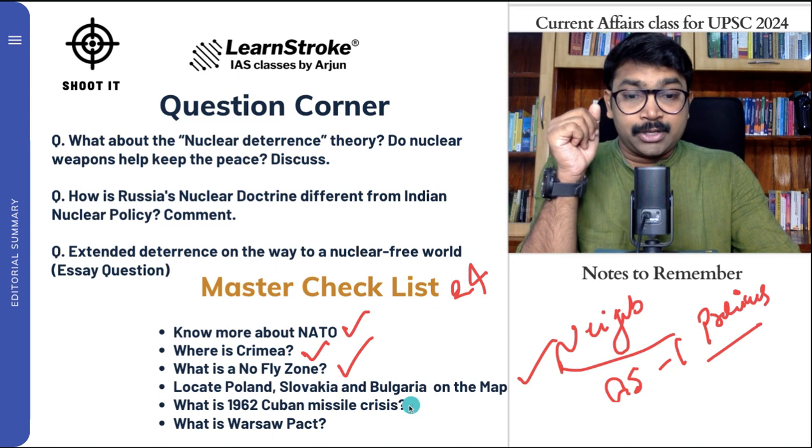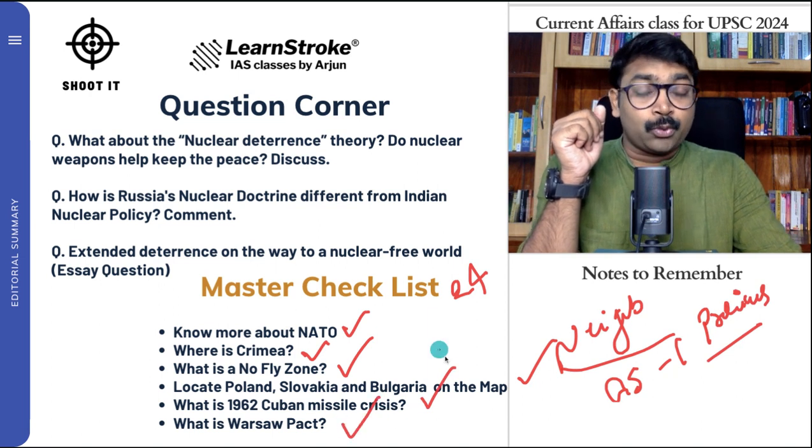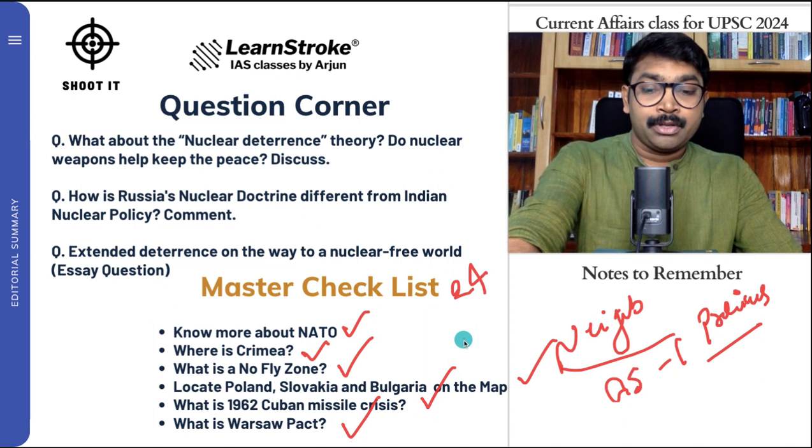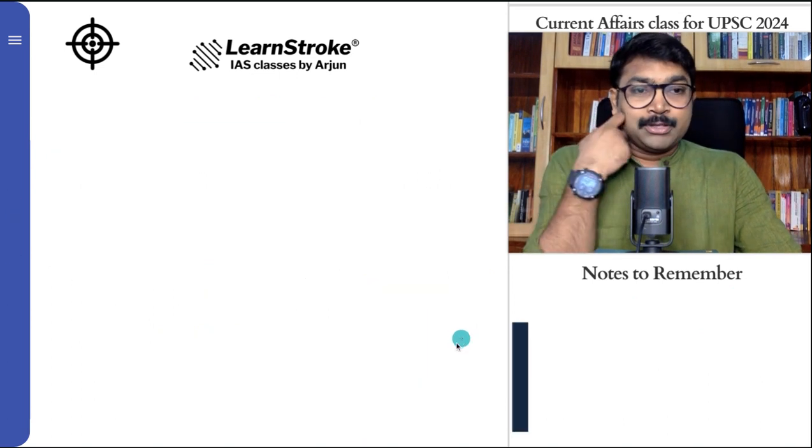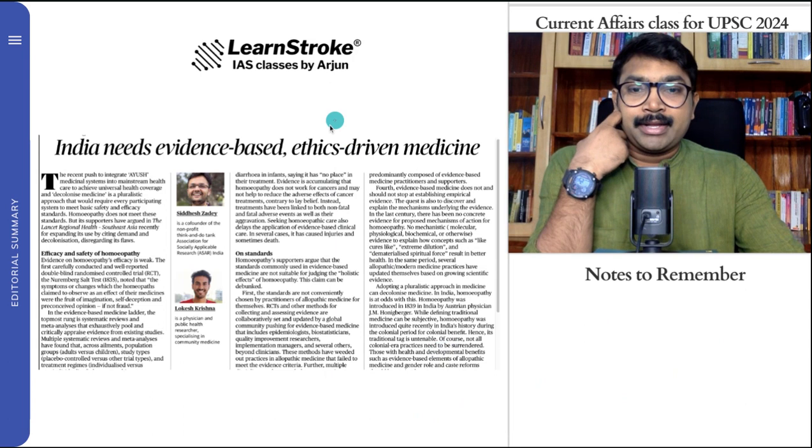What is the 1962 Cuban Missile Crisis? Know it for world history. And what is the Warsaw Pact? Know it for world history for mains. So these are some of the important things regarding this article. So let's quickly delve into the other important articles immediately.